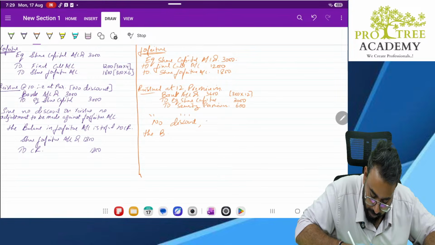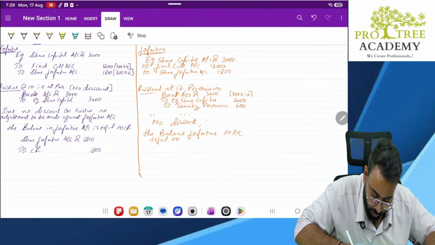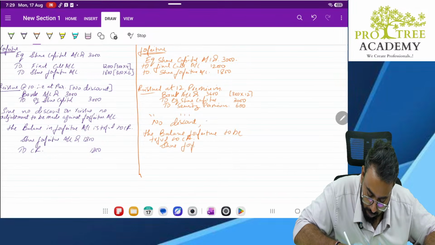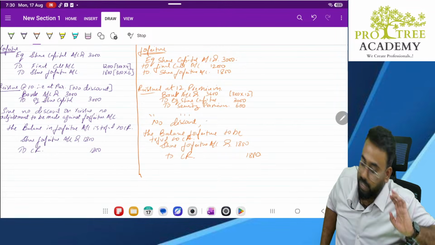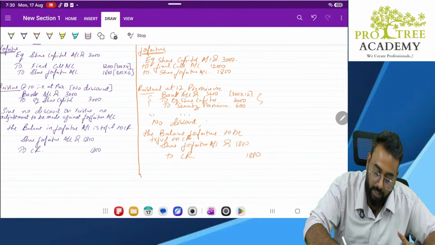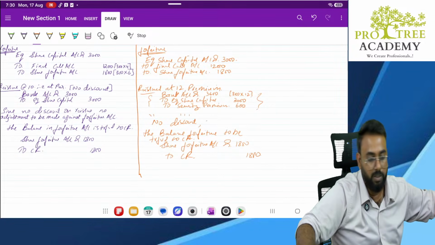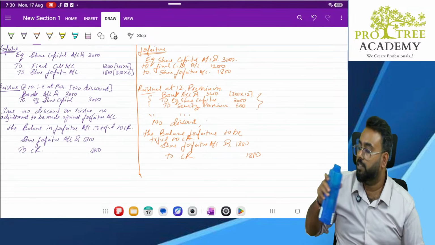So what happens? The balance in forfeiture is transferred to capital reserve. What is the entry? Share forfeiture account debit to capital reserve, 1800. Did anything change between these two? Only one change: we have reissued at premium, and that is what is accounted. But in cancellation and reissue, did anything change? Nothing. Forfeiture account, did anything change? Nothing changed.